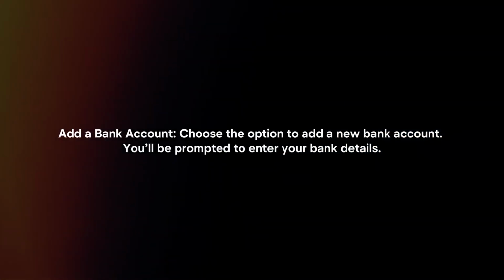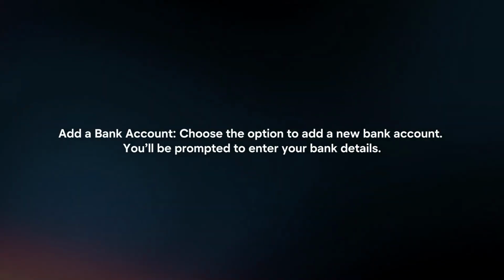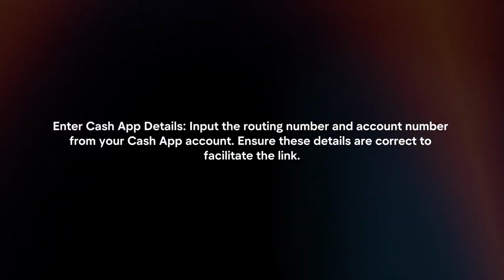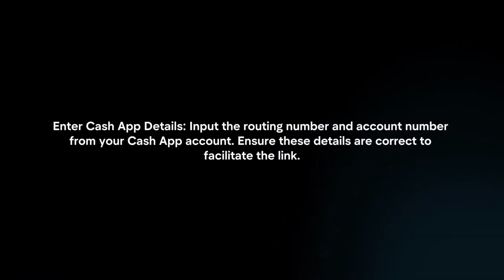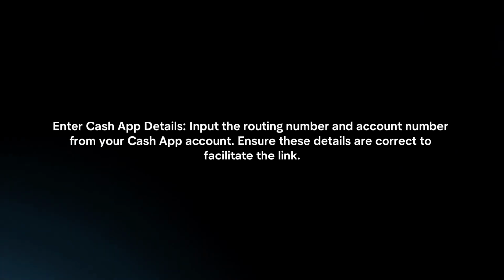Add the bank account. Choose the option to add a new bank account. You'll be prompted to enter your bank details. Enter Cash App details. Input the routing number and account number from your Cash App account. Ensure these details are correct to facilitate the link.